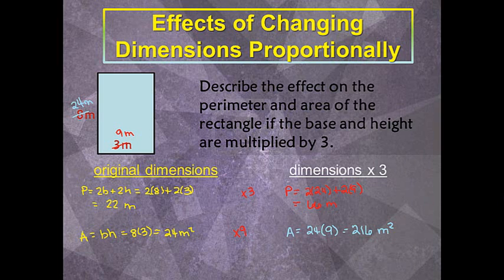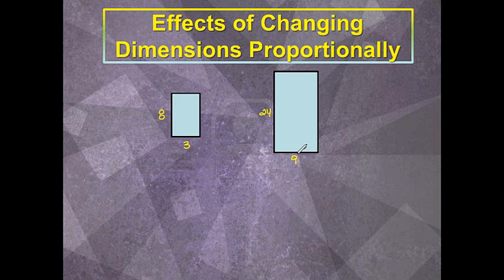So if the original dimensions are multiplied by 3, my perimeter becomes multiplied by 3. But if my original dimensions are multiplied by 3, then my area is multiplied by 9. Or you might want to think of it as 3 squared. This pattern should sound familiar to you. When we're changing the dimensions proportionally, we're actually creating similar figures.